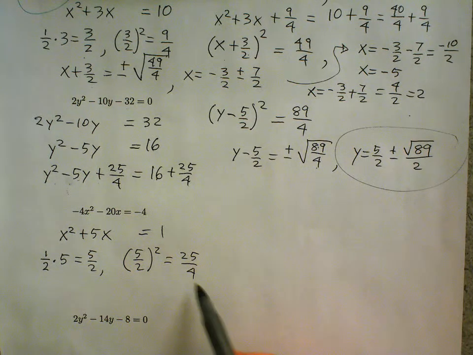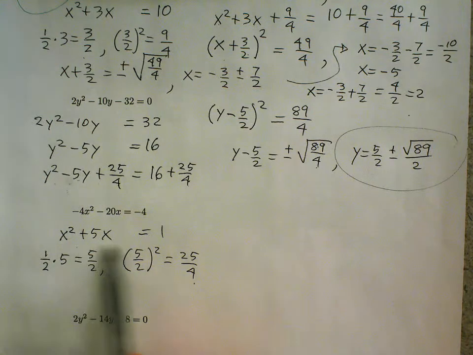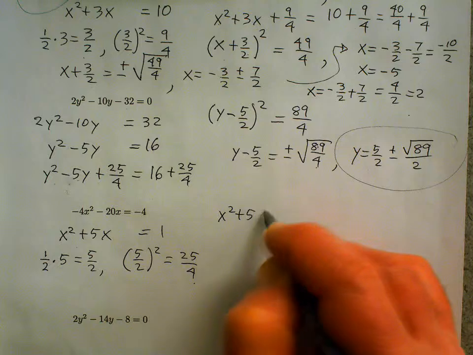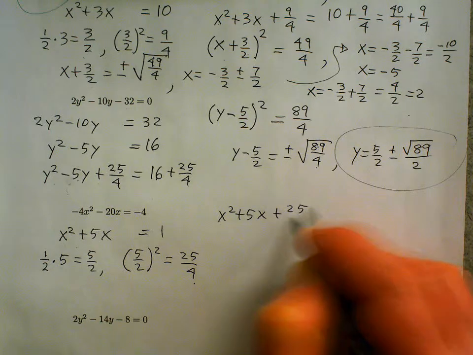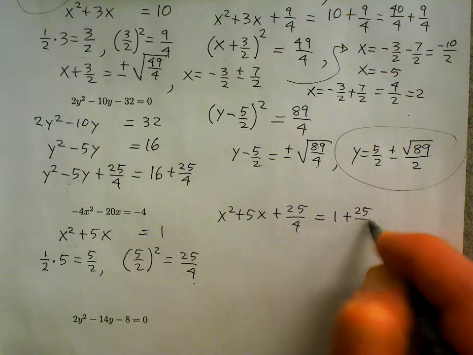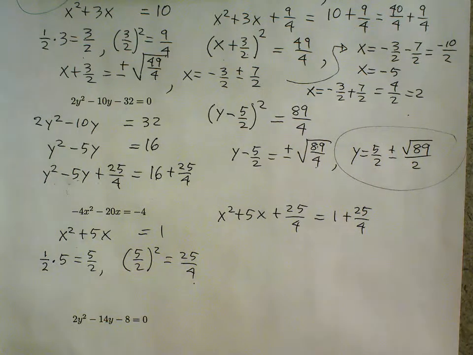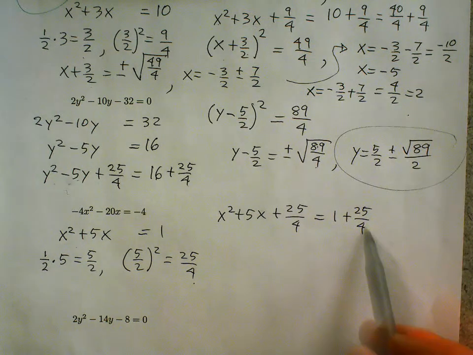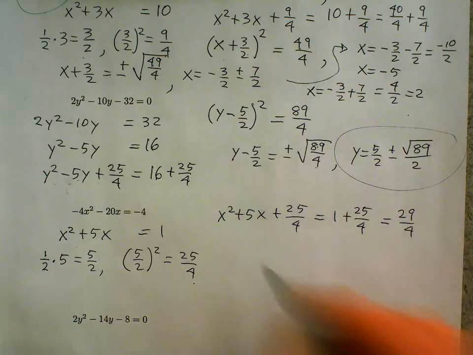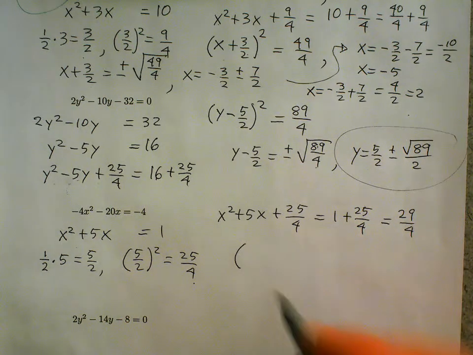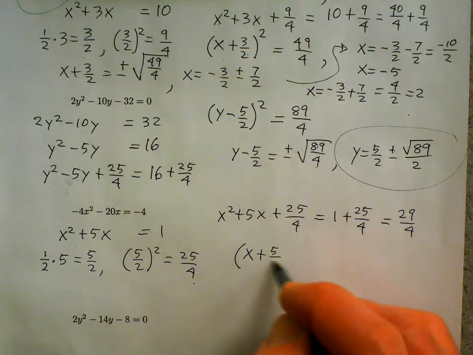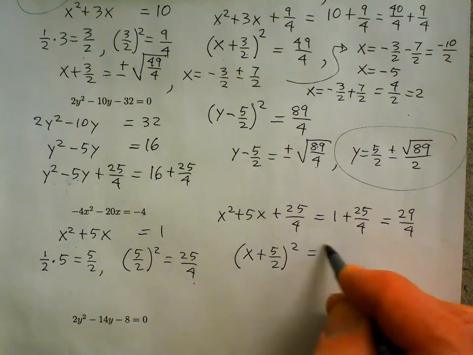And then we add 25/4 to both sides of this equation to get x squared plus 5x plus 25/4 equals 1 plus 25/4. And note that 1 plus 25/4 is 29/4. So now we have a perfect square trinomial. It's equal to the binomial x plus 5/2 squared equals 29/4.